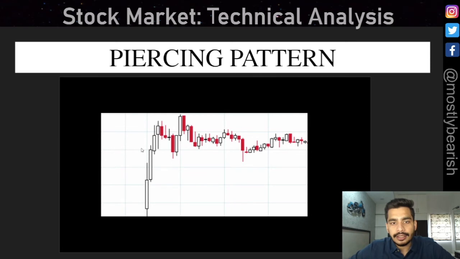So if we do consider the prices were completely downwards and then we saw something like this candle forming, there are high chances that the trend is going to reverse and the prices are going to start moving upwards. So this is a short-term time frame and this is the chart that I found to make you guys understand how a piercing pattern looks on chart.